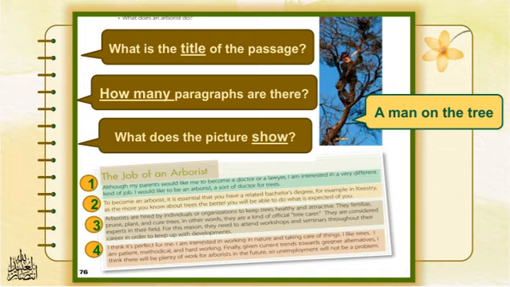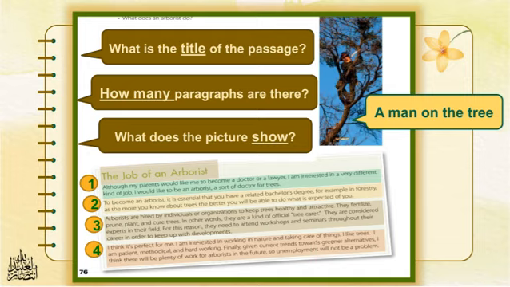Next, we have a few questions on the slide. The first asks, what does the picture show? This encourages us to observe carefully and interpret what we see, understanding the significance of the man and the tree. The second question asks, how many paragraphs are there? Which prompts us to think about the structure of the passage or story associated with this image. It's a reminder that the content might be divided into sections, each serving a purpose.